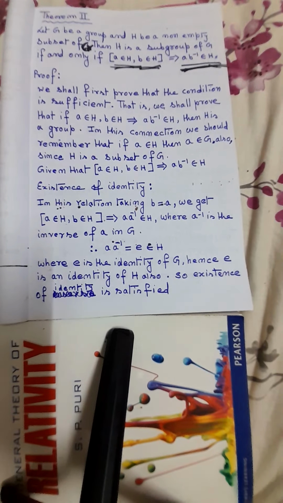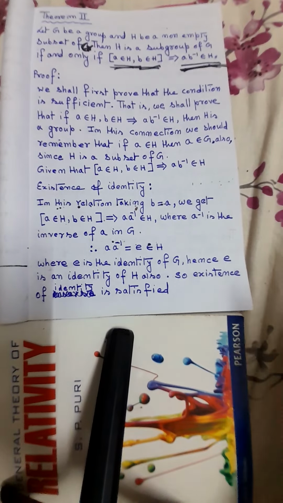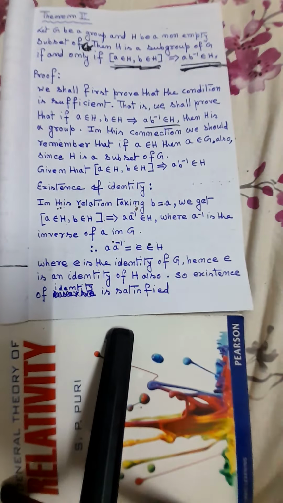Now the proof. We shall first prove that the condition is sufficient. That is, we shall prove that if a belongs to H, b belongs to H, then ab inverse belongs to H, then H is a group. What does that mean? That means we shall prove that if a belongs to H, b belongs to H, and ab inverse belongs to H, then H is a group.